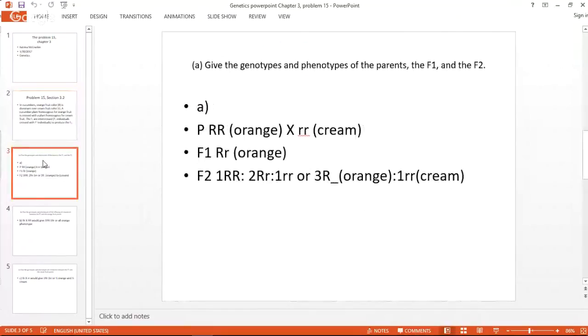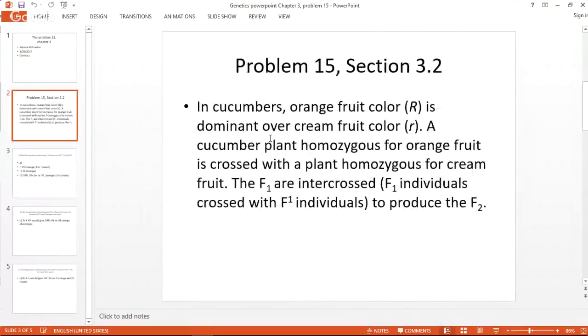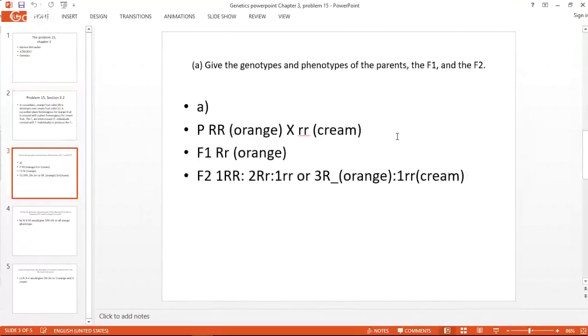So the first part of our problem is asking, give the genotypes and phenotypes of the parents, the F1 and the F2. The parents were already determined for us here: homozygous dominant orange fruit, which is big R, and homozygous recessive cream fruit, which is small r. So the Punnett square is going to be big R across the top and small r down the side.